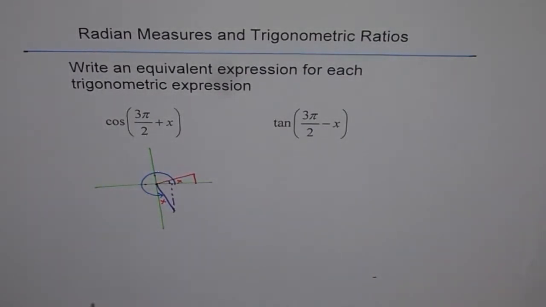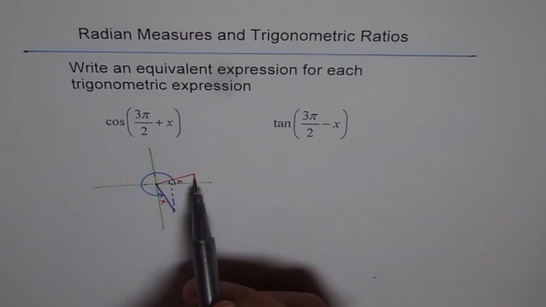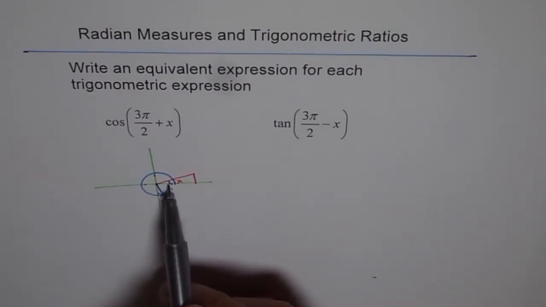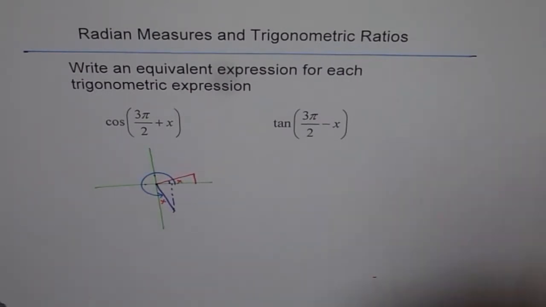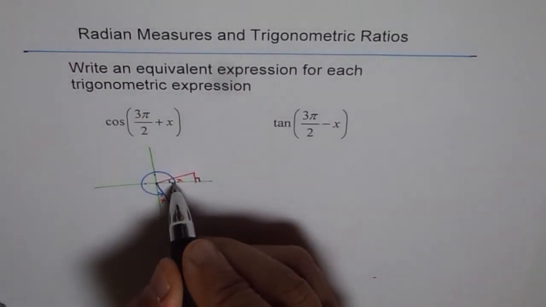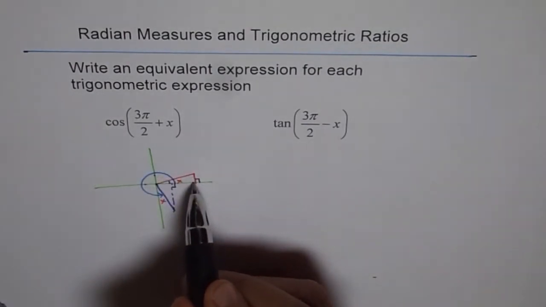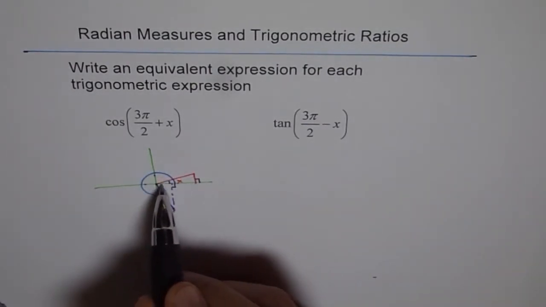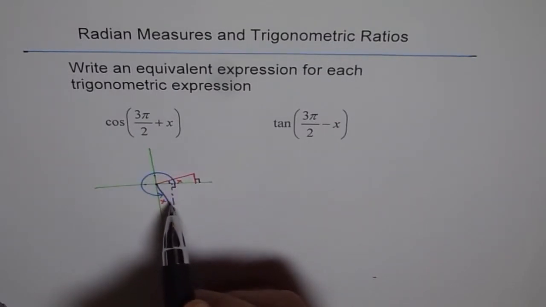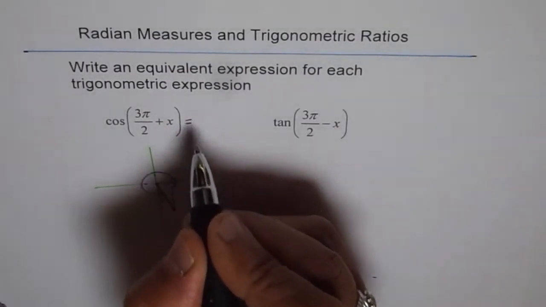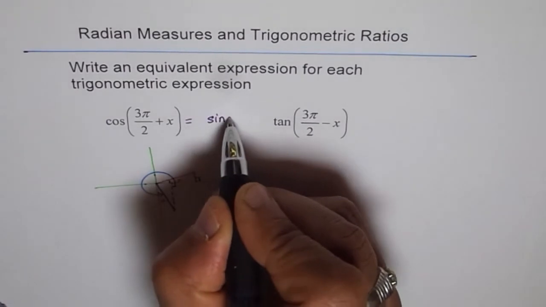Now, as you know, the sides of the triangle have changed. The opposite side has become the adjacent side. Do you see that? The opposite side has become the adjacent side of our right angle triangle. Correct? The smaller side, which was the opposite side, now has become the adjacent. That means sine changes to cos. And this adjacent side, which was the longer side, has become the opposite side. That means cos changes to sine. Do you see that? So we write this as equal to sin x.